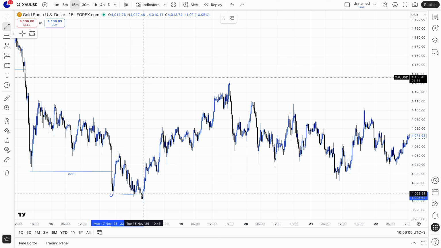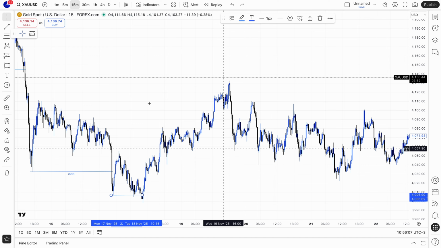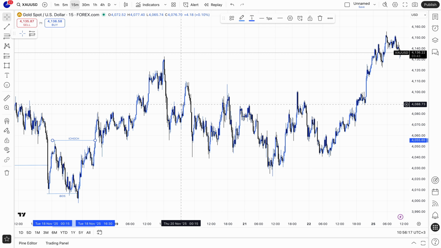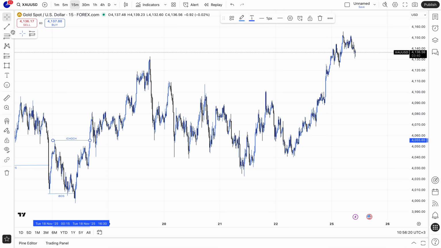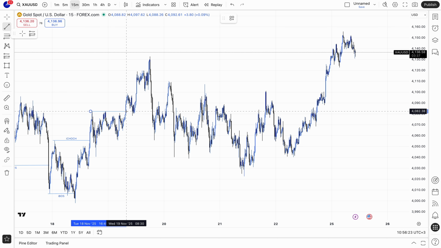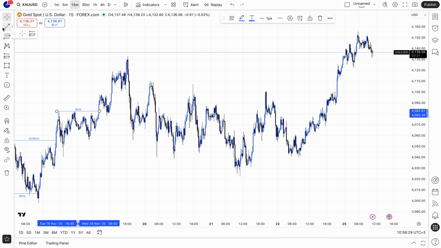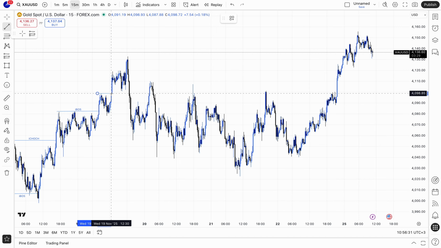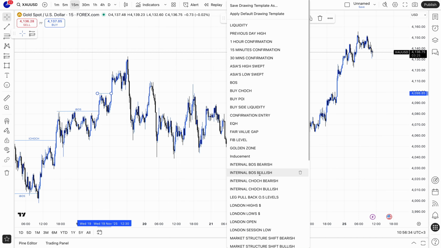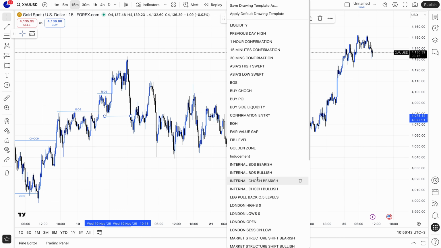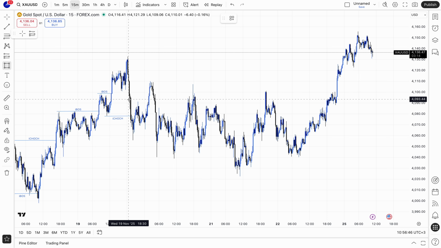Then we have our continuation break of structure to the downside. Then we had our change of character to the upside. Then break of structure to the upside. To understand where the market is going, where the price is going, you need to understand the past, where the price was before it got to that point, right? It's very, very important. Then you had our change of character to the downside. Then you had a very nice trade from here.